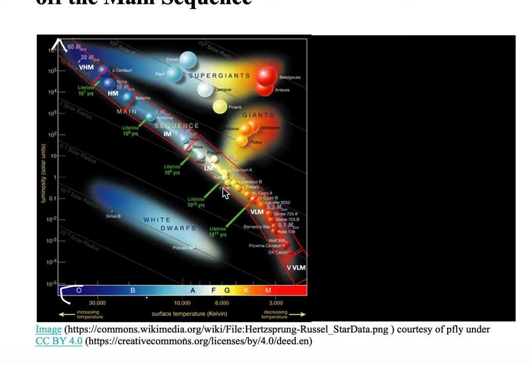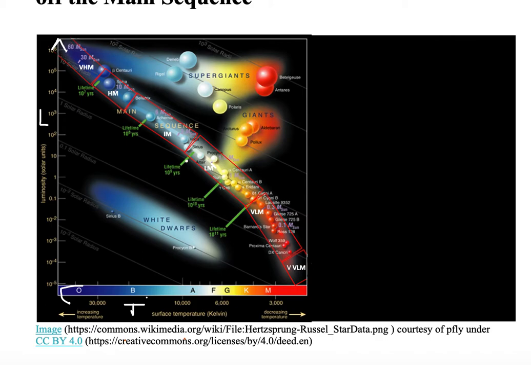We have different stars plotted on the diagram based on their luminosity and their temperature. Luminosity is on the vertical axis, with increasing going upward. Temperature is on the horizontal axis, with increasing going to the left. Notice we have different stars plotted on the diagram, and they're drawn in different sizes based on their size, and they're drawn in different colors based on their surface temperatures.